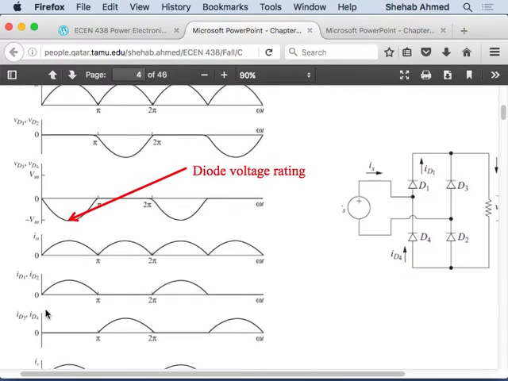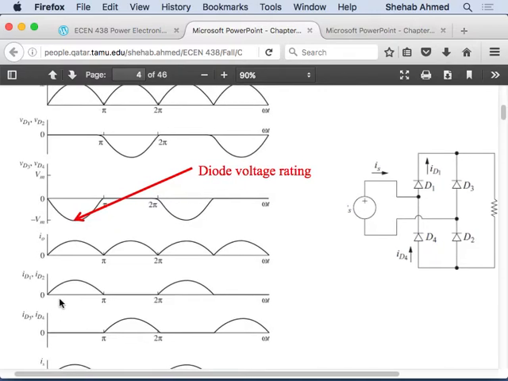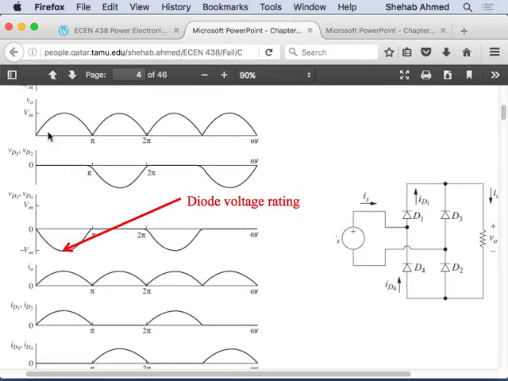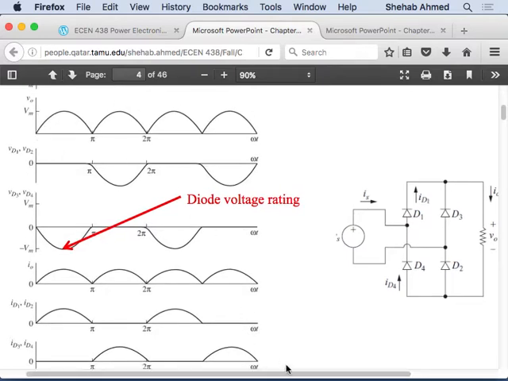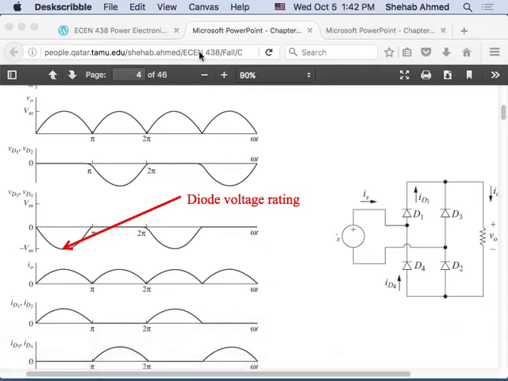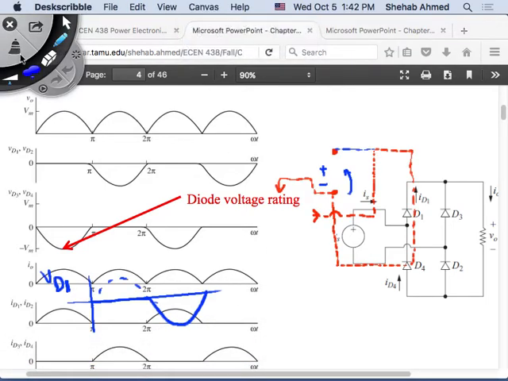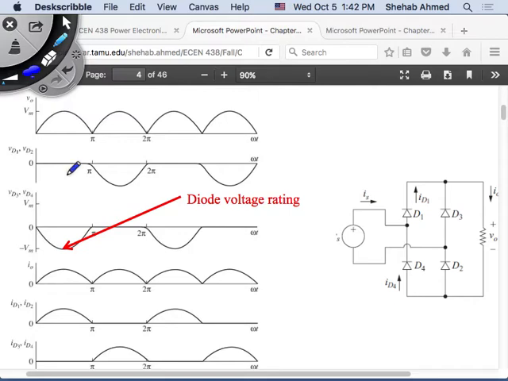Output current, we drew ID1 and ID2. We said that the output current looks exactly like the output voltage, right? Part of the output current will be carried by diode 1 and 2, and the other part will be carried by diode 3 and 4. So when we're in the positive half cycle, current is carried by diode 1 and diode 2. If I draw diode 1 and diode 2 current, it is this part of the output current. And then diode 3 and diode 4 carry current in the second half cycle. Note that they are both in the same direction.